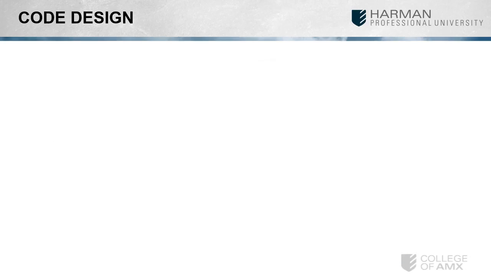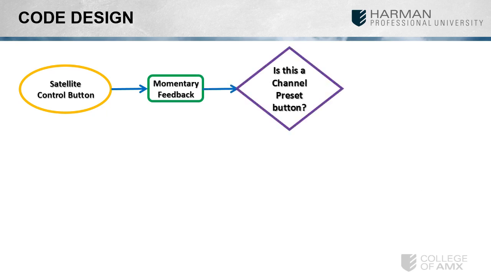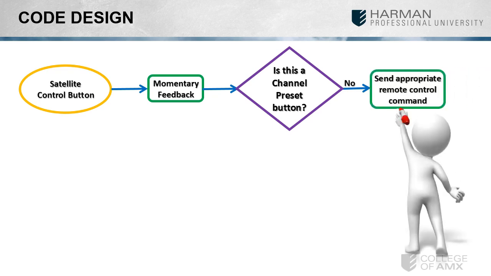Take a look at this flowchart for a satellite control button on a touch panel. Depending on the type of button it is, it can serve one of two main purposes. It will either replicate a command from the handheld remote, or it can directly tune the receiver to one of my favorite channels as a preset.